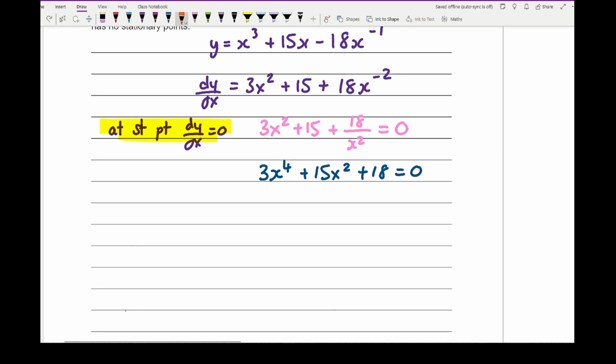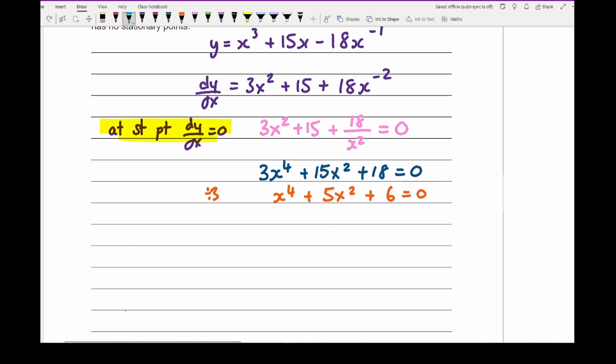Now from this, I can notice that all the coefficients have a factor or multiple of 3. So I can divide everything by 3, in which I end up with x to the power of 4 plus 5x squared plus 6 equals 0.